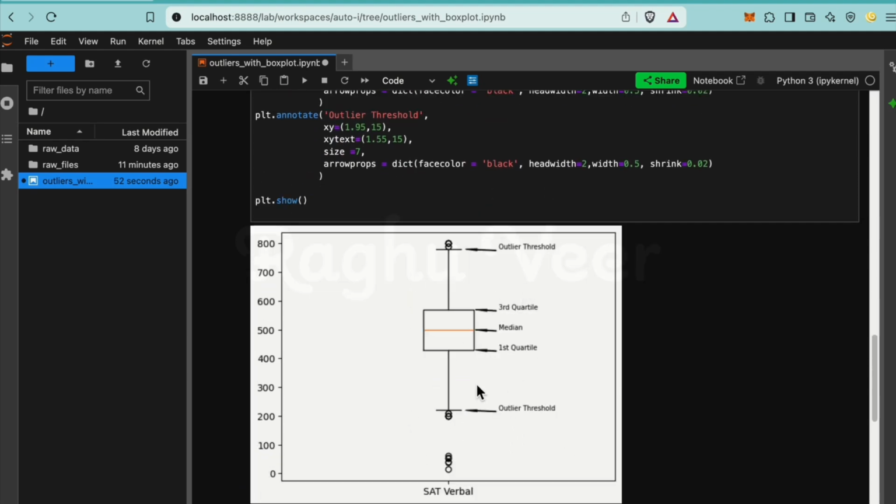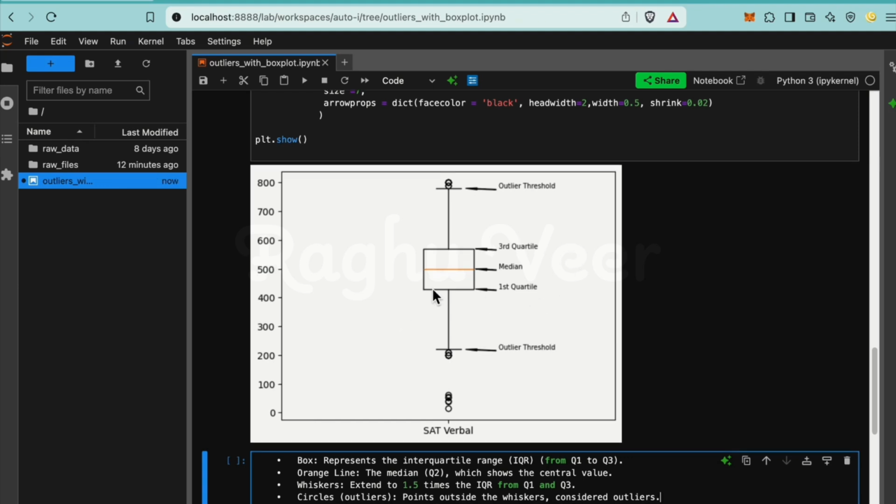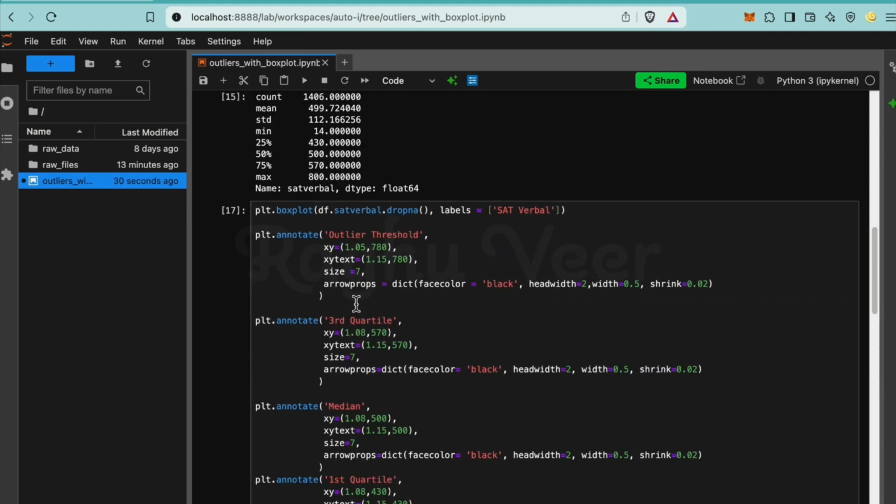The box represents the interquartile range, which is from Q1 to Q3, or first quartile to third quartile. The first quartile or 25th percentile says that 25% of data lies below this value. Median says that 50% of the data lies below this value, which is 500. And third quartile or 75th percentile says that 75% of the data lies below this value, which is, I think, 570.